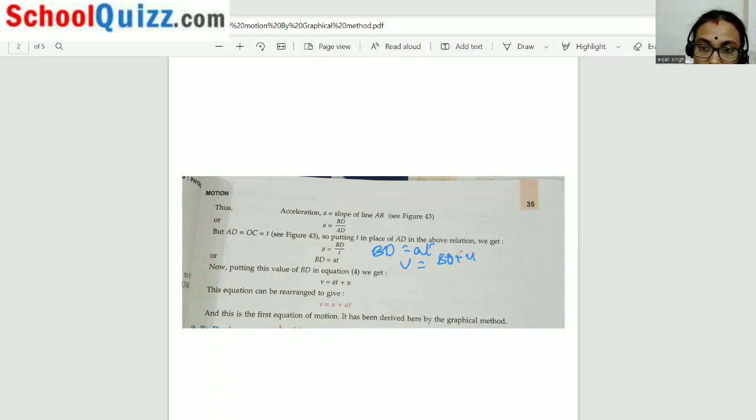BD plus U, we already discussed that. So in place of BD, we will write AT plus U. Arrange it in a proper manner: V is equal to U plus AT. So that is your final equation. That is the first equation of motion by the graphical method. Means we'll see the graph and derive it. Clear? That is the first equation of motion. Now, I think that is clear. If anyone wants to take the screenshot, please take it. And now I'll erase it.